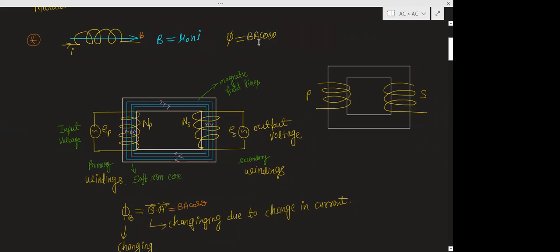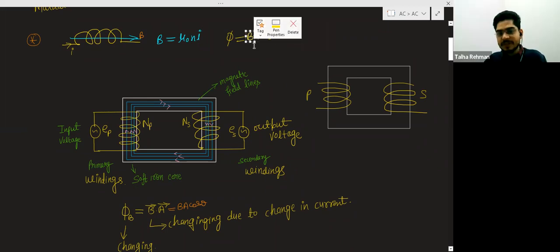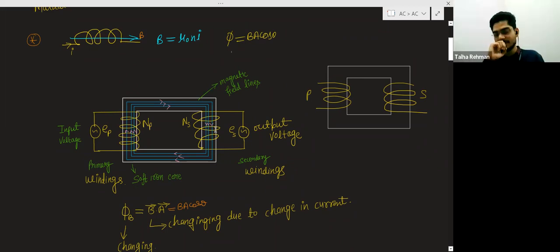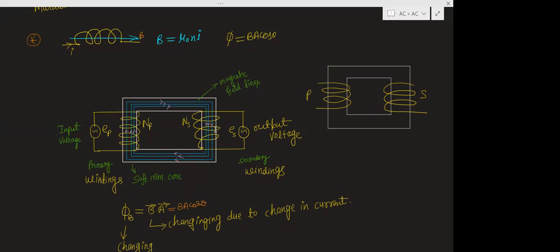If this magnetic field changes, the magnetic flux will change. So here the magnetic field is changing, and due to that, the magnetic flux linked with the secondary winding is changing. What happens when magnetic flux changes? There will be an induced EMF.